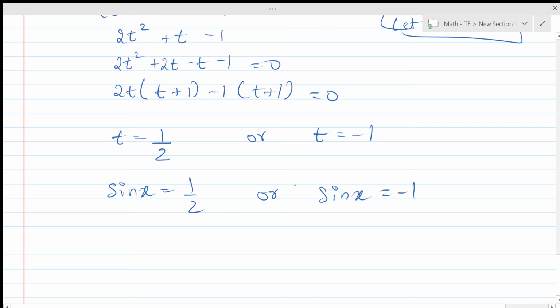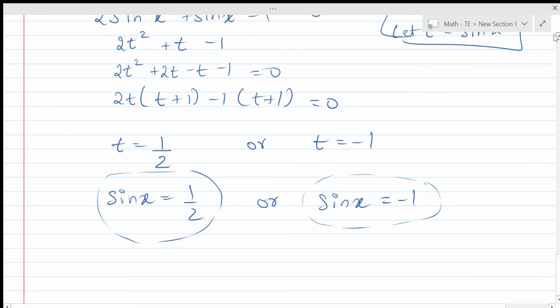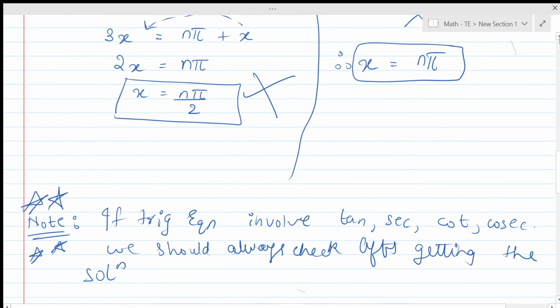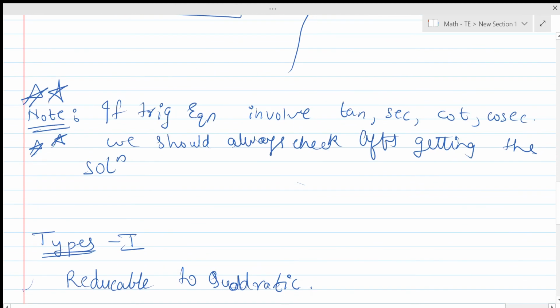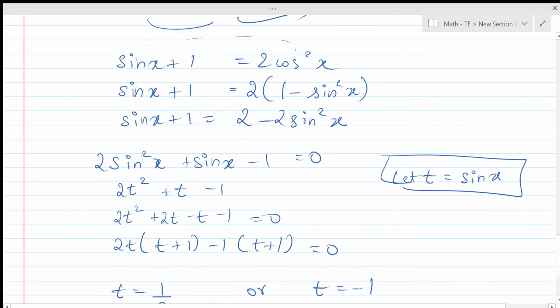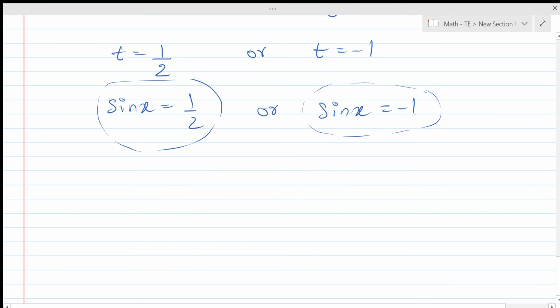But when we have two solutions, sin x is equal to minus 1 and sin x is equal to half, we should always go back to the question. Why? Because we had tan x and sec x, and according to the note we wrote here, we should always check. So we have tan x and sec x. So let's see, let's just open this up and we'll see.